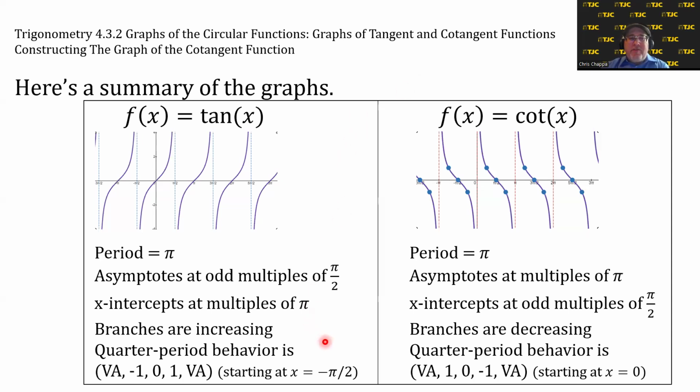The quarter period behavior for tangent was vertical asymptote, -1, 0, 1, vertical asymptote. Notice the increasing behavior of the values. That started at negative pi over 2. And the quarter period behavior for cotangent was vertical asymptote, 1, 0, -1, vertical asymptote. That was starting at x equals 0. So the graphs have their similarities and differences. They're essentially the same shape. It's just that tangent is increasing, cotangent is decreasing, and they swap x-intercepts and vertical asymptotes.